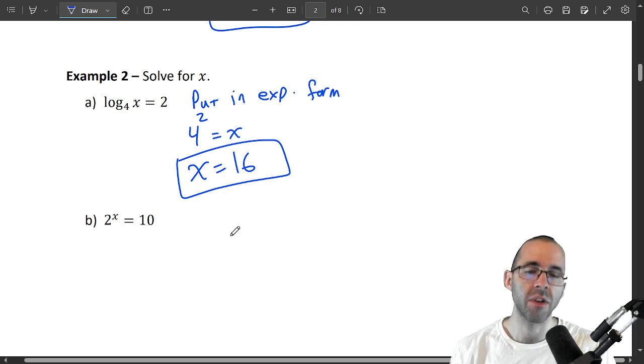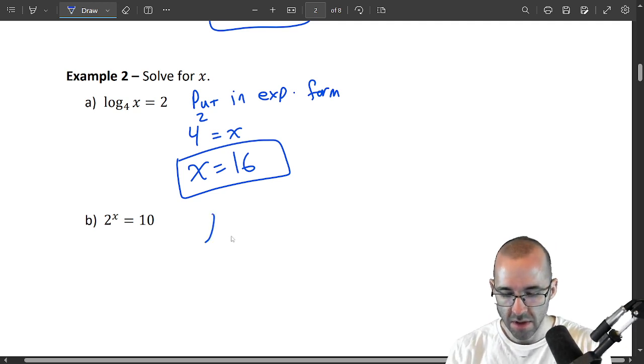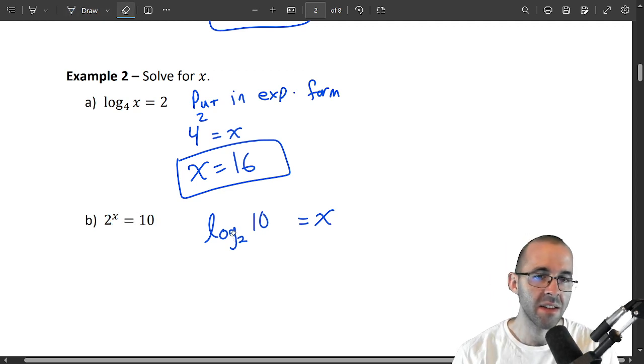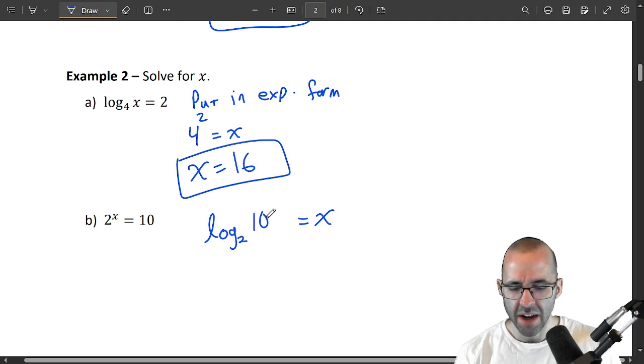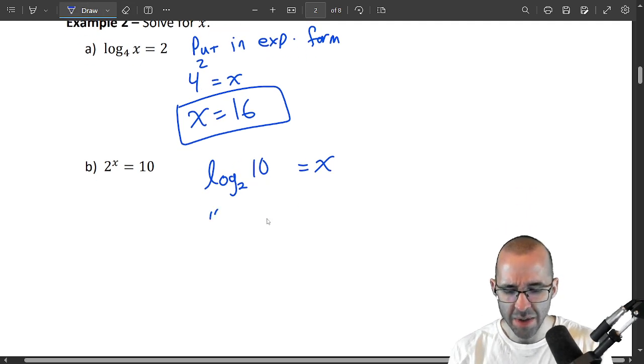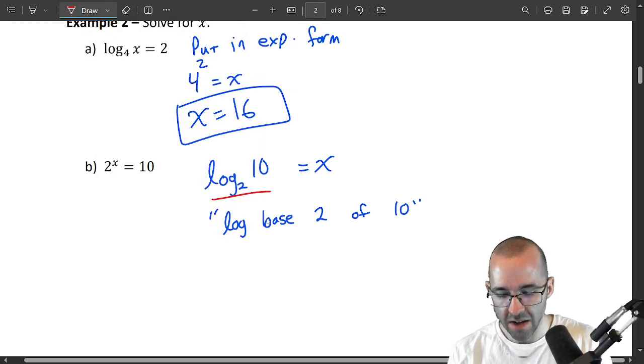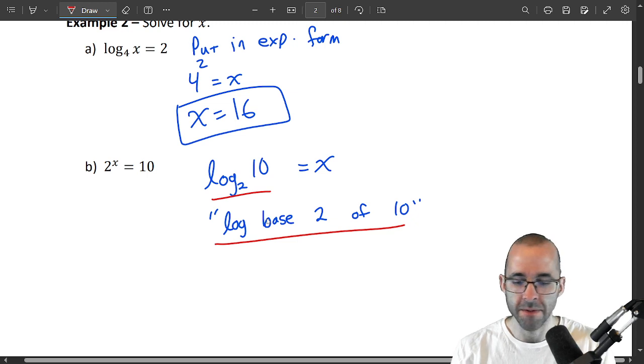So what we're going to do is convert this to a logarithmic equation. The base of the logarithm should be the base of the exponential function. It should be 2. Input of the exponential function is going to be the output of the logarithm. And output of the exponential function will be the input of the logarithm. We'll have log base 2 of 10 equals x. I never really specified how you say that, so let me say it right here. We say log base 2 of 10. That's how this is said, verbally.